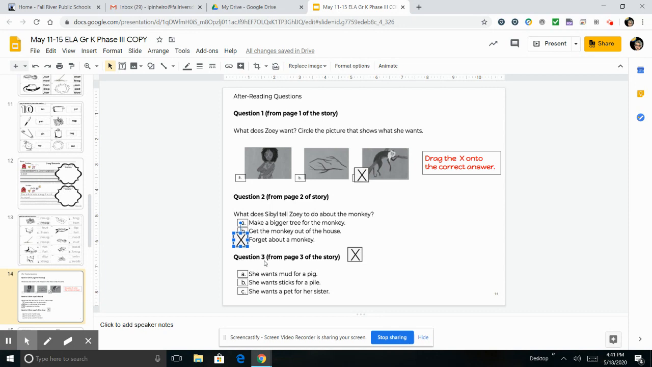And then question 3. Oh, there's no question there. So we're not going to answer question 3. I don't know why there's no question there.